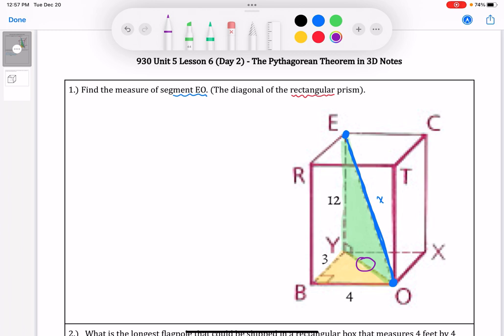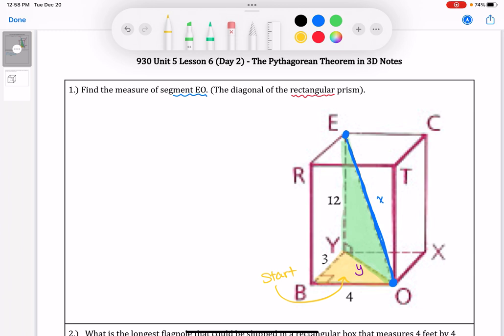Ooh, now, are you noticing the yellow triangle? Do I have enough information to use the Pythagorean theorem on the yellow triangle? Yes, I do, because I do have 2 side lengths, so I could start with this yellow triangle down here because I have enough information. Then I can use my answer from this yellow triangle as part of my green one. So I'm going to start by finding this segment OY, the one that I marked with a Y. That's what I'm going to start with.